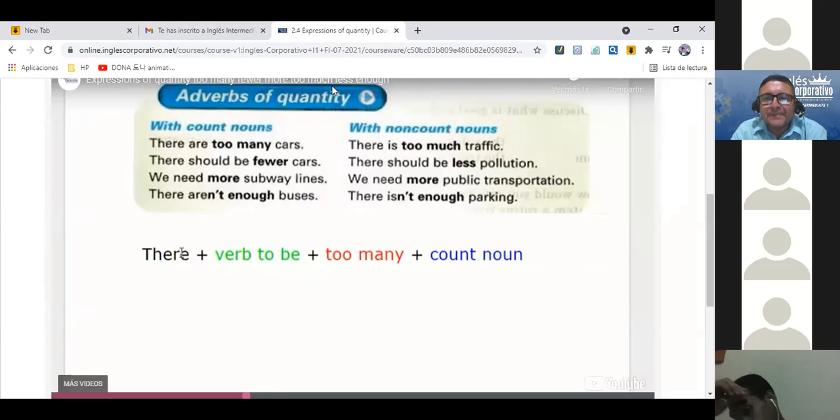Teacher? Yes. In the third sentence, there are too many cars, because we use only there are many cars. Good question. When you say there are many cars, you're saying hay muchos carros. When you say there are too many cars, you're saying hay demasiados carros. So, for example, you open the door of your house and you say, oh, there are many cars. That's okay. That's not a problem. But if you open your door, you say, oh, there are too many cars here. There is a problem.